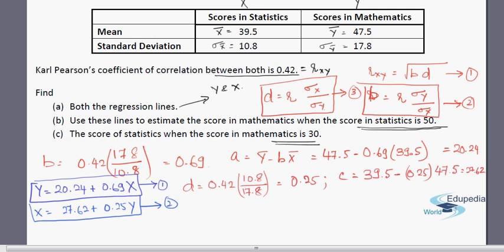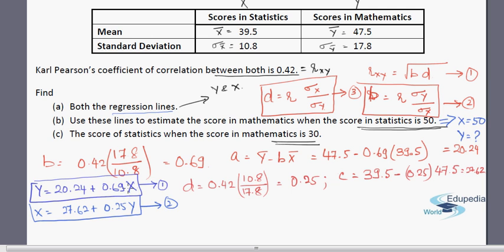Well, next I need to estimate the values. So I've got both the regression equations. Next I need to estimate the values. Use the line to estimate the score in mathematics when the score in statistics is 50. So here what is given is the score in statistics, which is x. Okay, so x equals 50 is given, and you need to find the value of y.